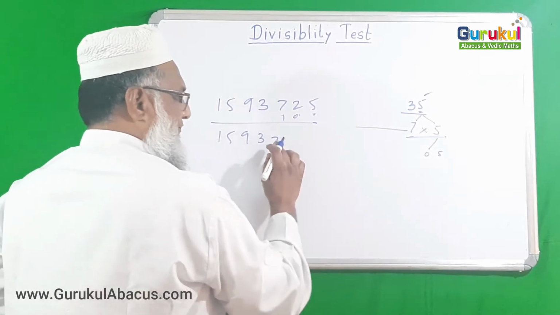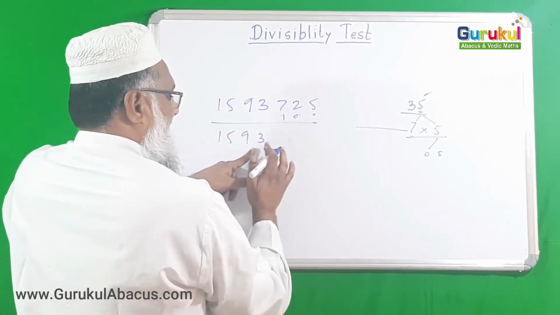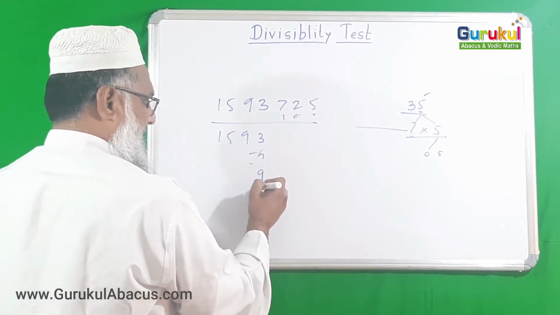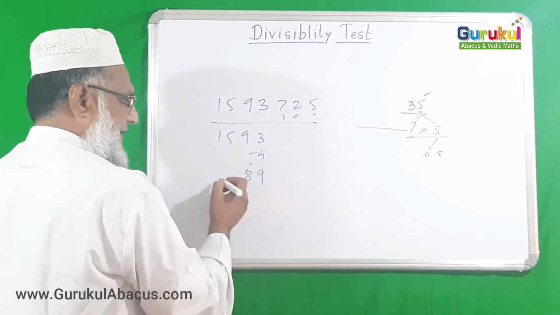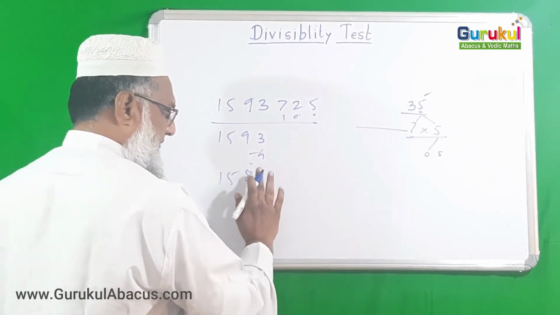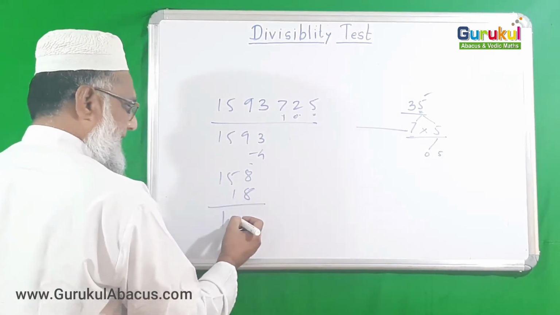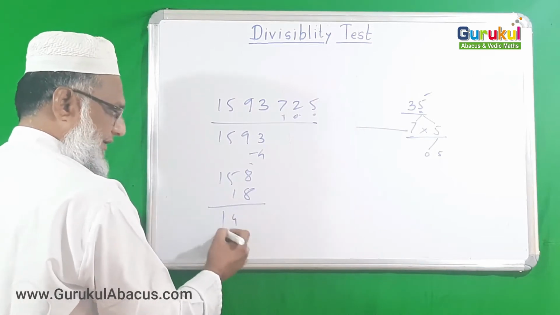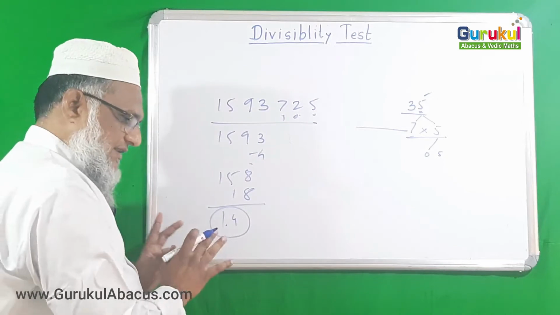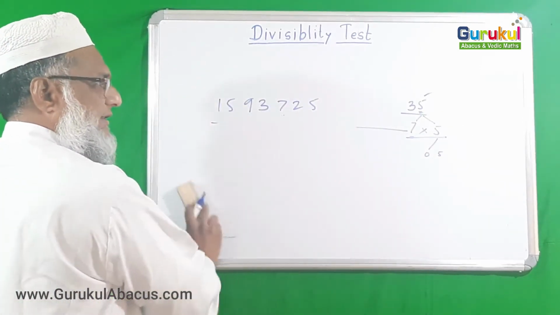Last digit is 2. Make it double, 4. Subtract from it. If we subtract, we get 8915. Now the last digit is 9. Double it, 9 to the 18. Subtract from it. We get 14. Now see, is 14 exactly divisible by 7? 7 twos are 14. That's it. So we can say that this big number is exactly divisible by 35.